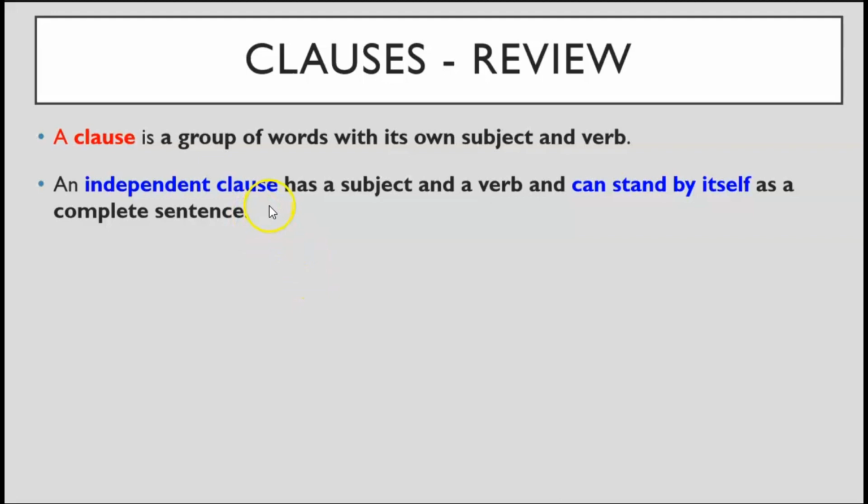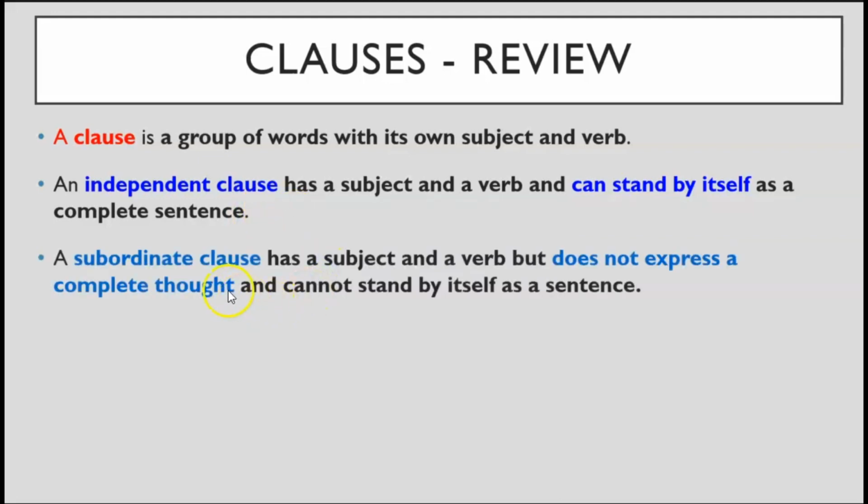However, we do have clauses that cannot, even though they have a subject and a verb. Those are subordinate clauses. A subordinate clause has a subject and a verb, but it doesn't express a complete thought. It can't stand by itself. It leaves you with a question.